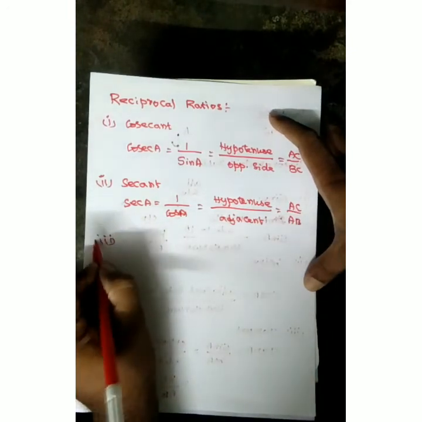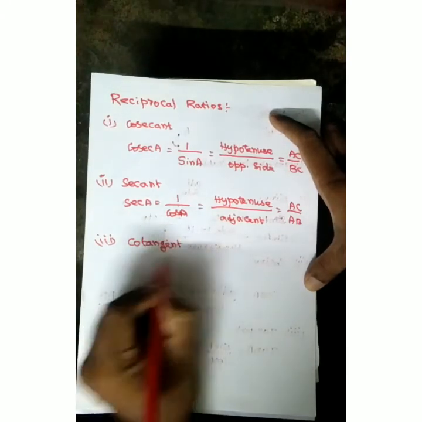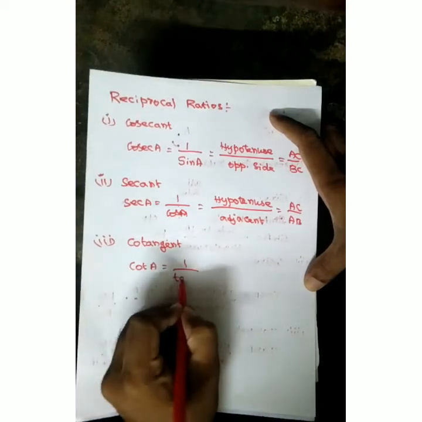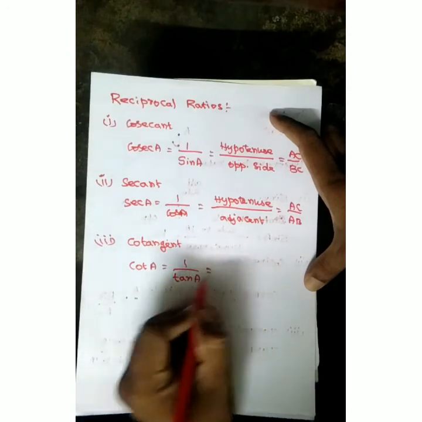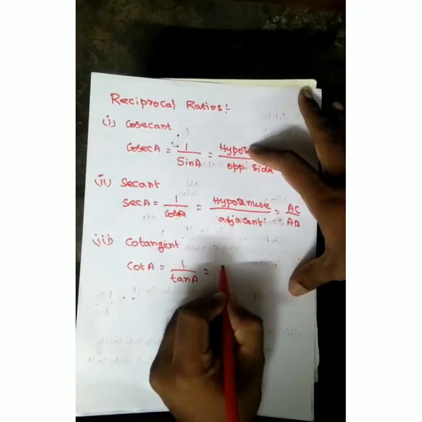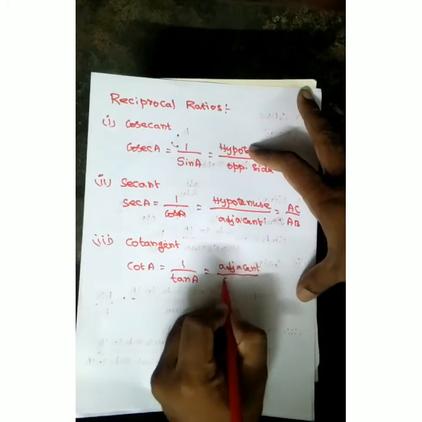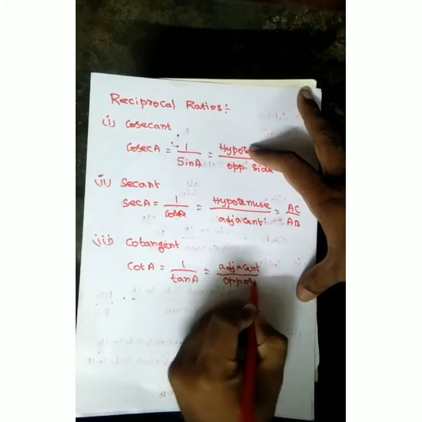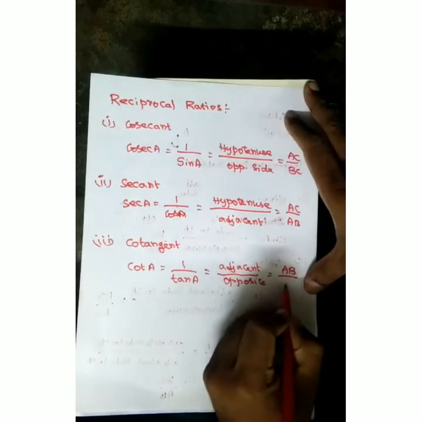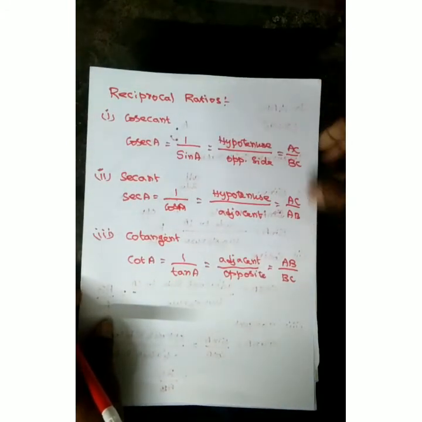The third reciprocal is cotangent. In shortcut we write cot A. Cot A is nothing but 1 by tan A. Tan means opposite by adjacent. So cot means adjacent by opposite. Adjacent is AB, opposite is BC. So these are the six trigonometric ratios.